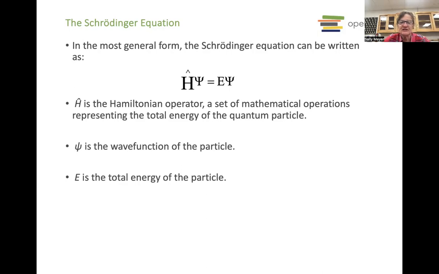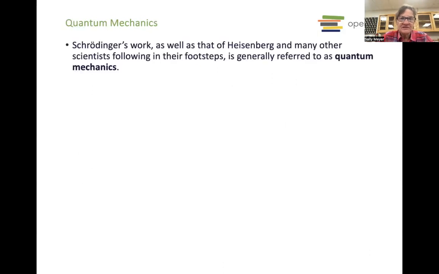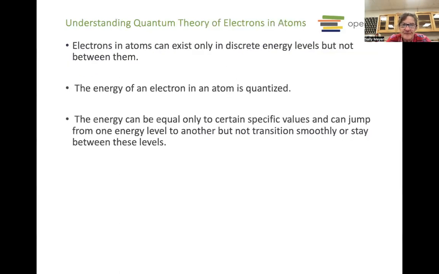So H is the Hamiltonian operator. It's a set of mathematical operations representing the total energy of the quantum particle. Psi is the wave function, E is the total energy of the particle. Schrodinger's work, as well as that of Heisenberg and many other scientists following in their footsteps, is generally referred to as the development of quantum mechanics.